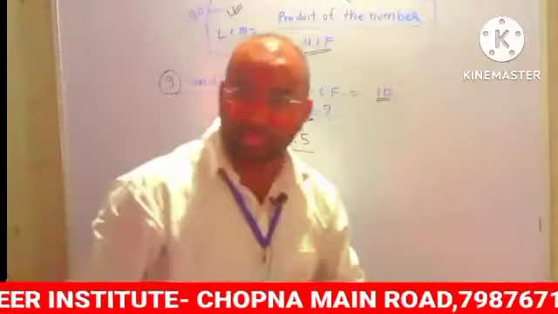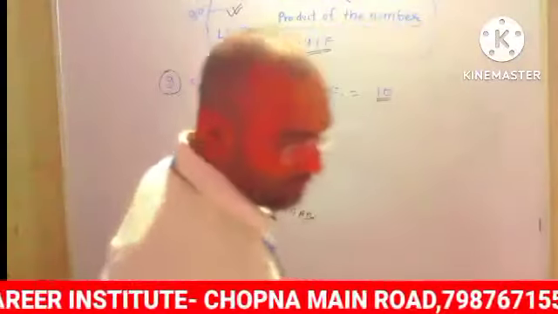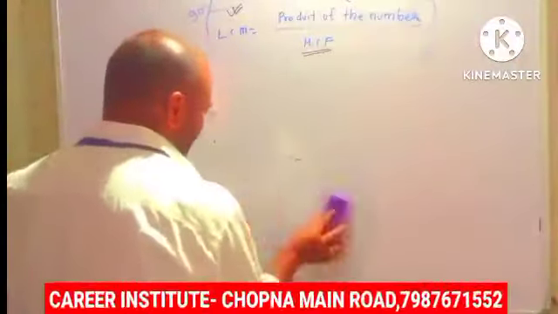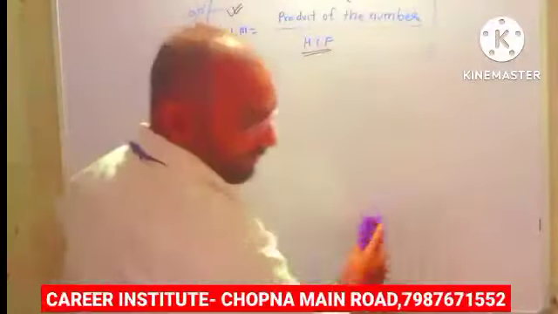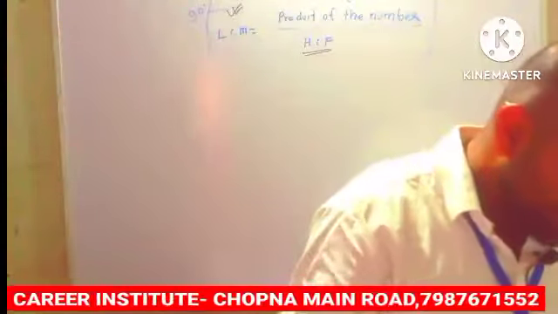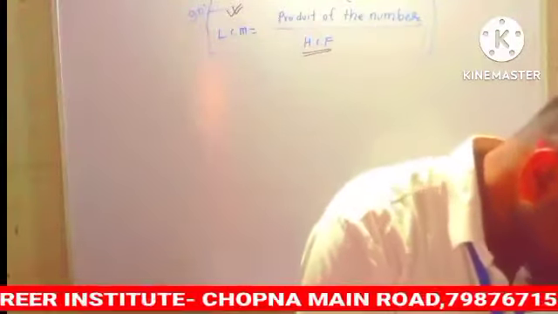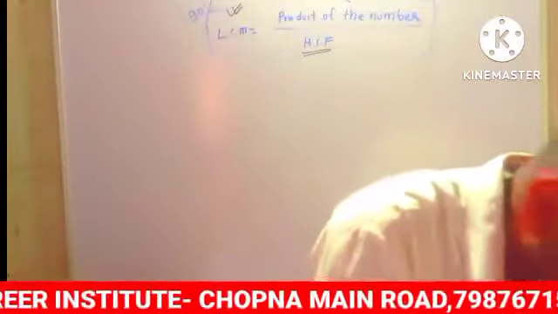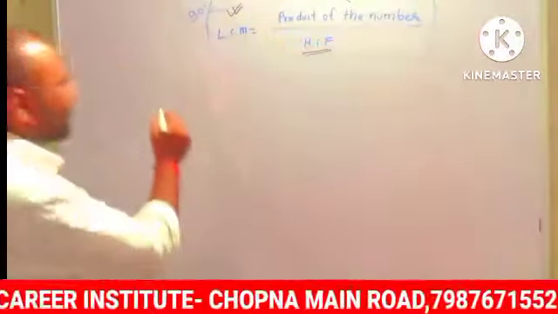Formula is clear now. What's the formula? LCM is equals to product of the numbers divided by HCF. Now see one question. 2 numbers are given. Okay, just one question.